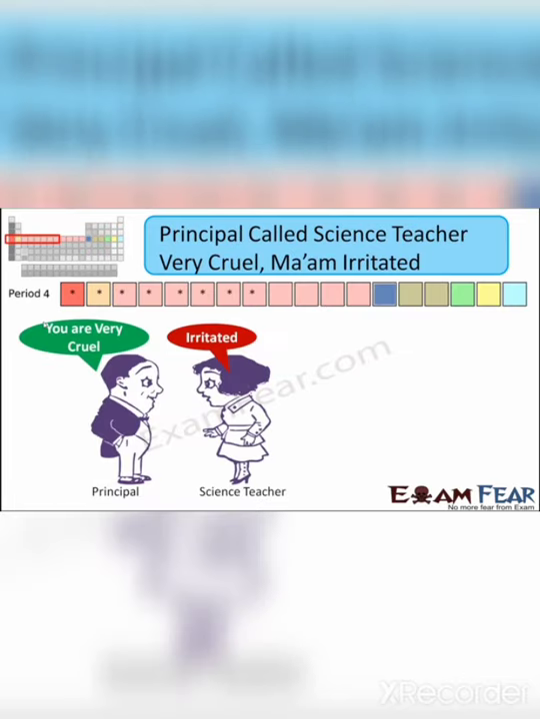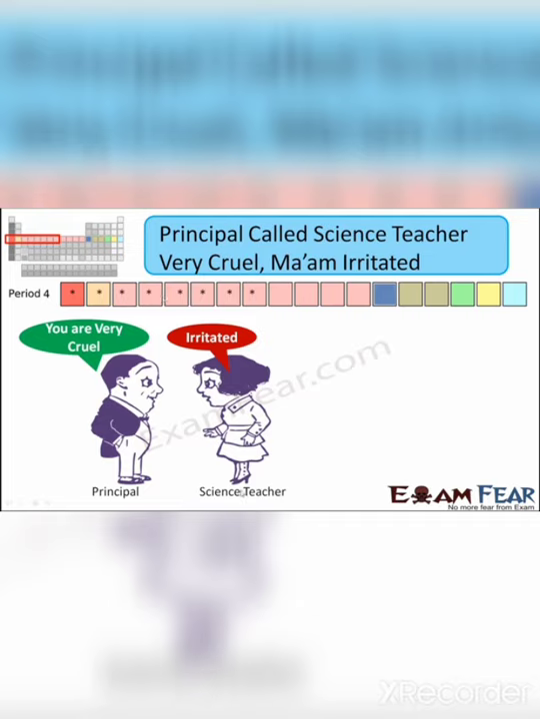Moving on to period 4, we see on the screen that there is a principal who is telling something to the science teacher, and the teacher is getting really irritated. Now here, if you look at period 4, there are a huge number of elements, and that is why we have divided it into 2 sections. So right now we will only discuss the first section.